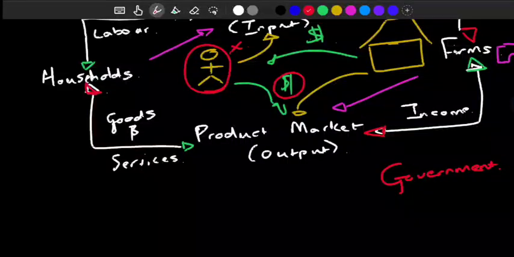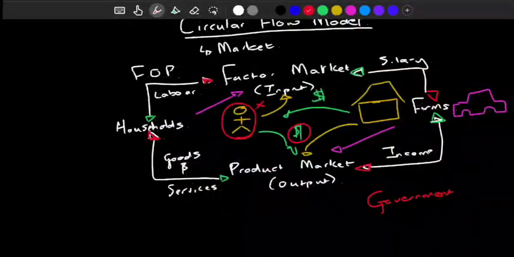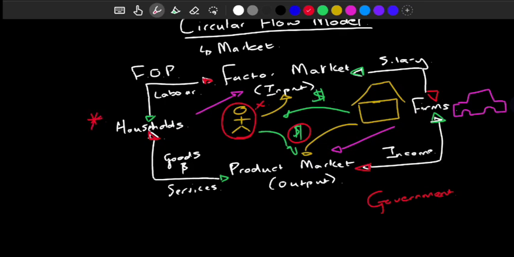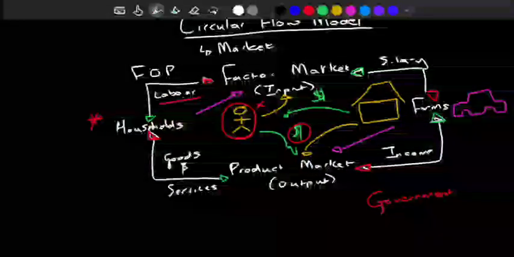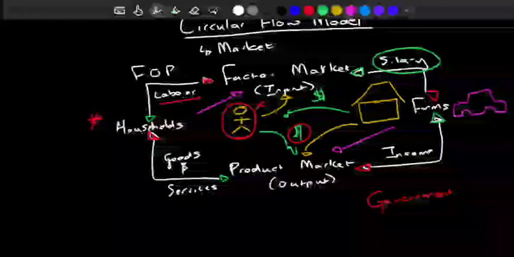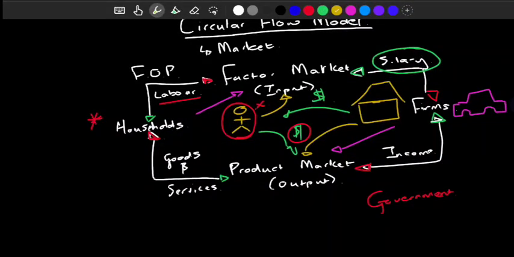So before we go on, just remember that we start here. Households provide labor to the factor market. In return for that labor, we get a salary, we get income. Then the firms provide goods and services. The goods and services, I should have written them that side.